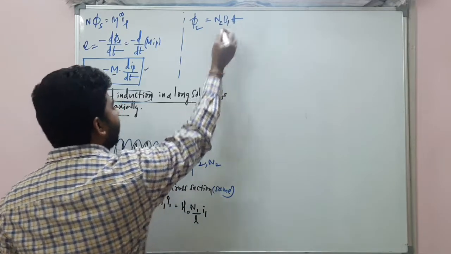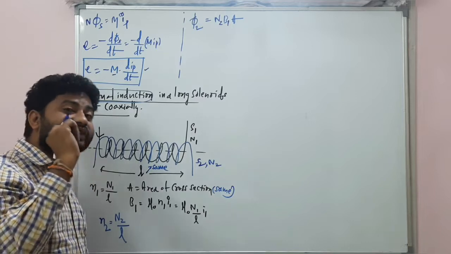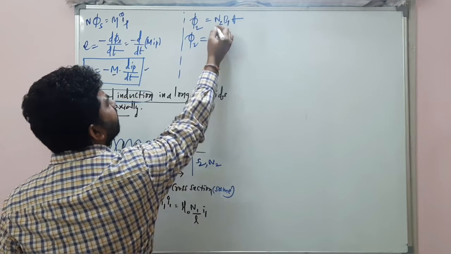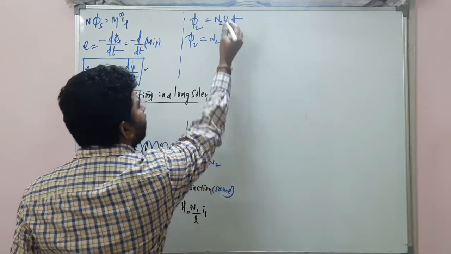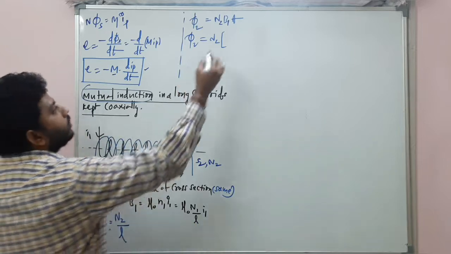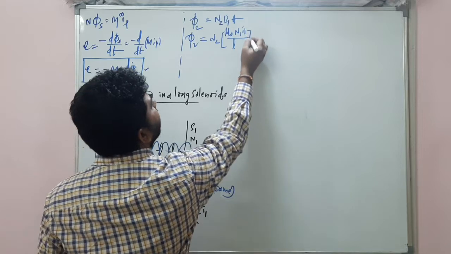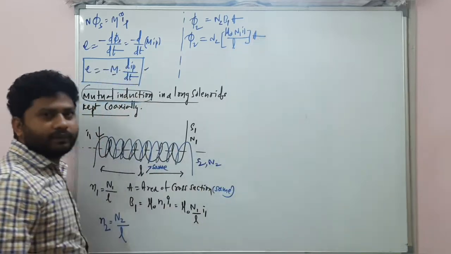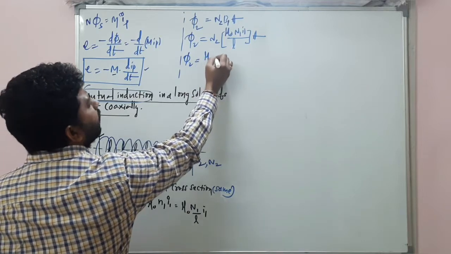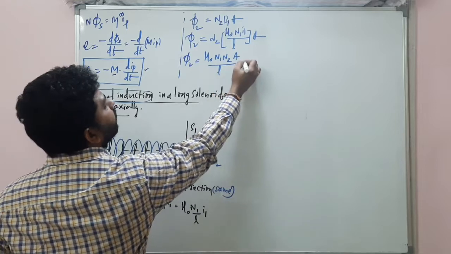Now this is the area of the secondary coil, because flux is linked with the area of the secondary coil. So if I substitute all the values here, N2 times B1, and what is B1 here? Mu naught N1 I1 by L, times the area of cross section. So the magnetic flux linked with the secondary coil is mu naught N1 N2 A by L times I1.